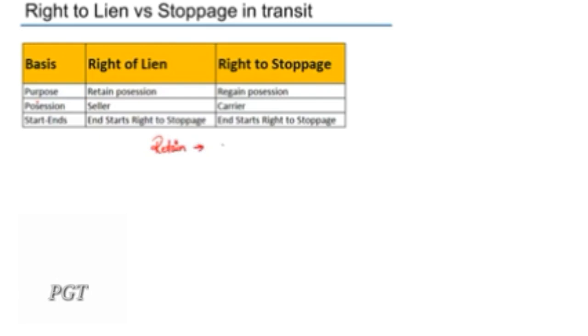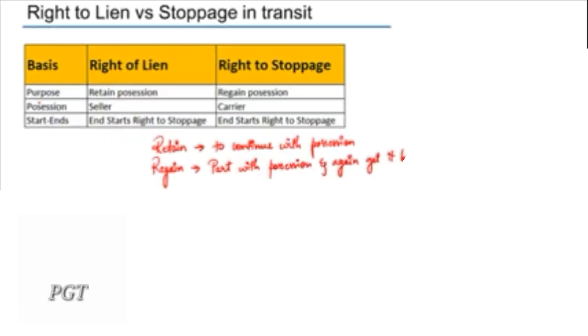To retain means to continue with possession, and to regain, you part with the possession and again get it back. So this is the difference.